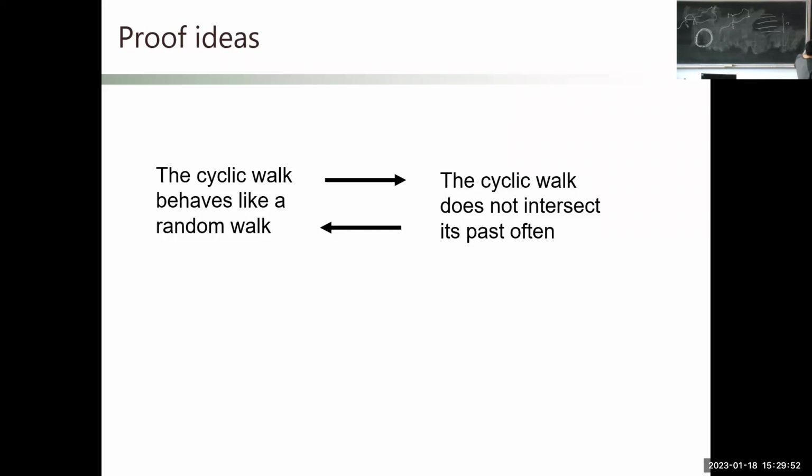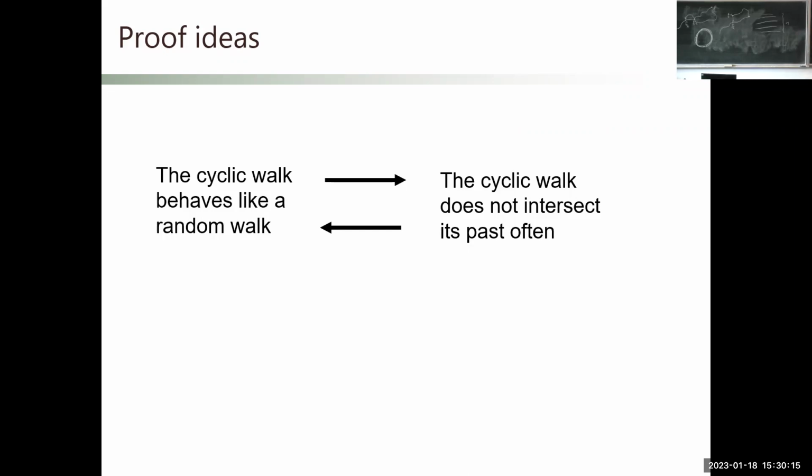So you have the following cyclic argument. First you show that the cyclic walk behaves like a random walk. Then you know that at least in high dimension, the random walk will not intersect itself much. And then it means that the cyclic walk will not intersect itself much. And which means that the cyclic walk behaves like a random walk.